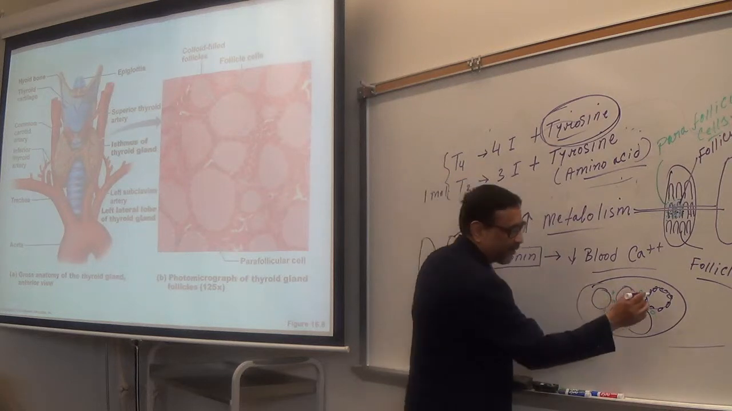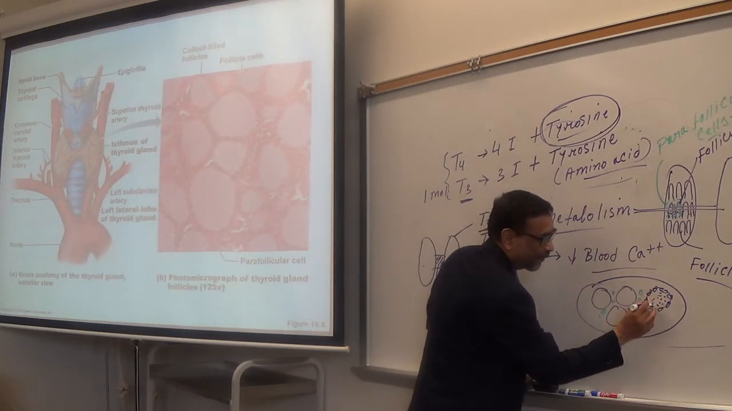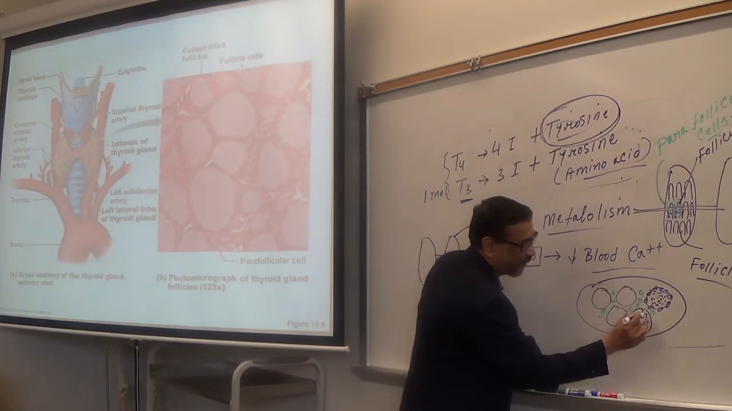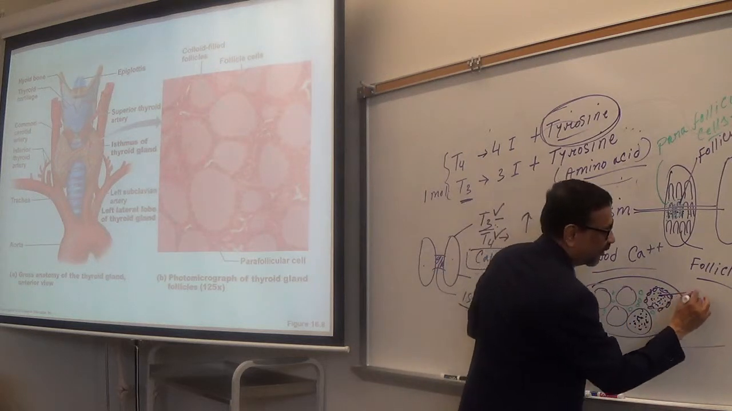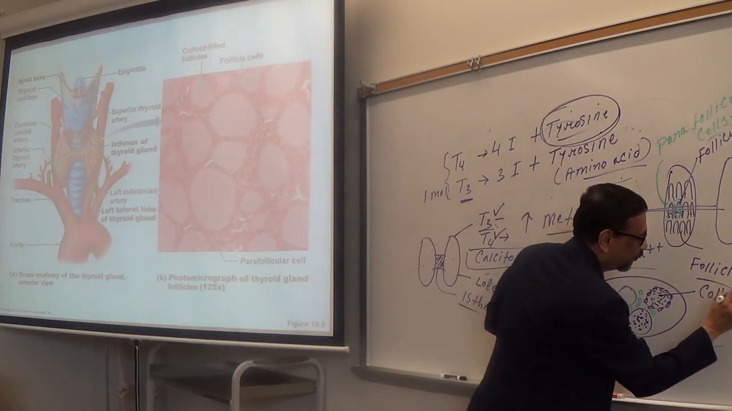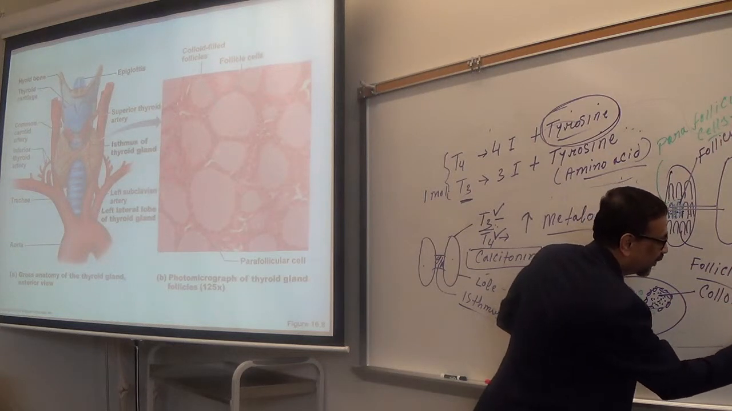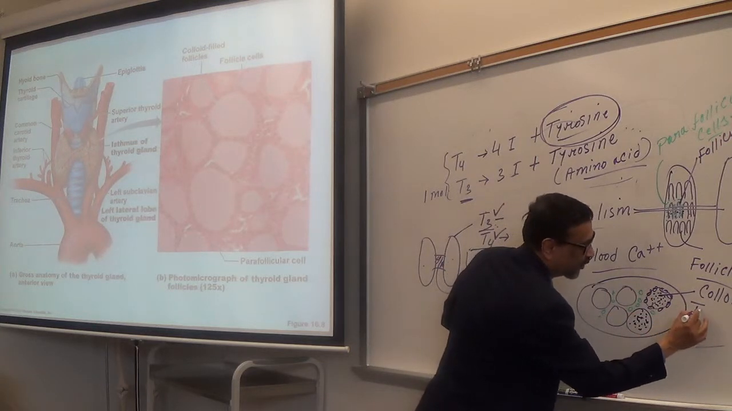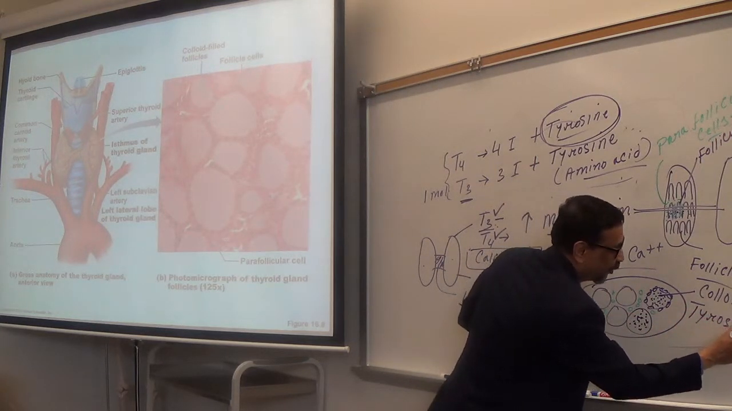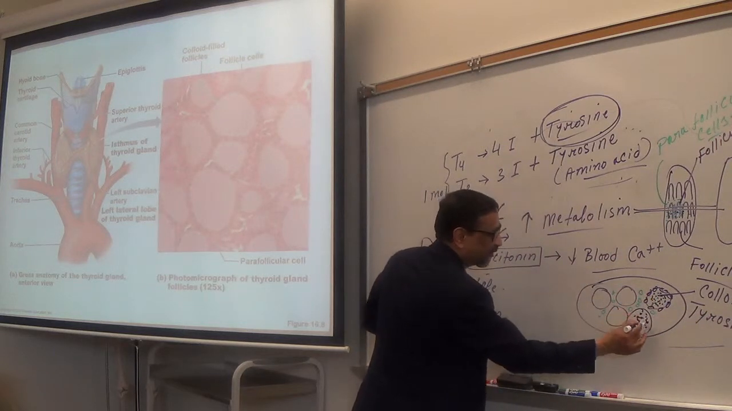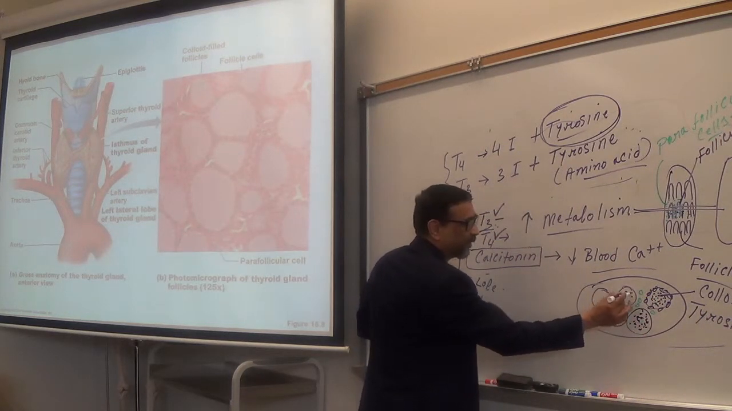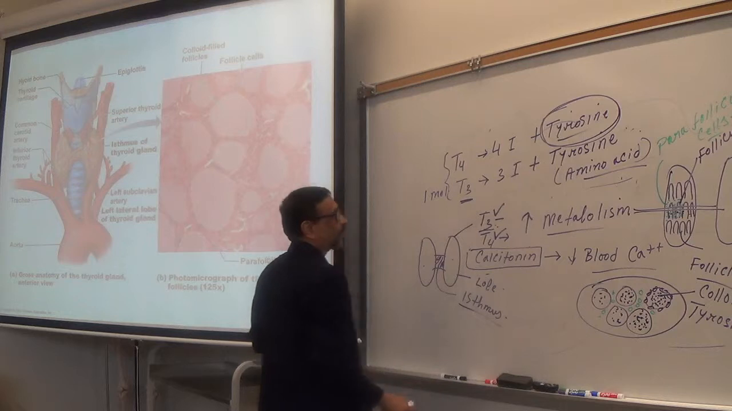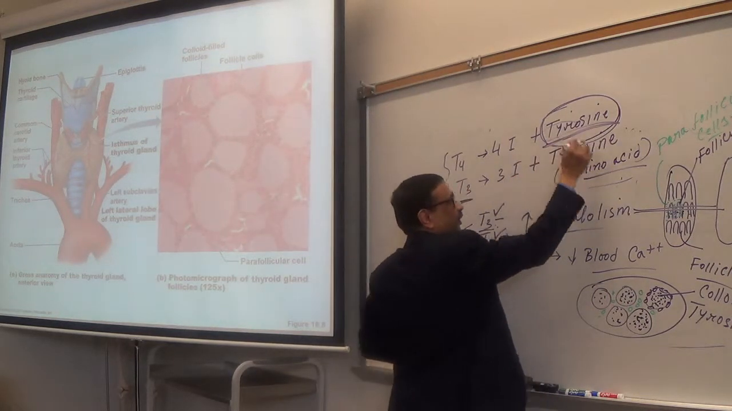And inside the follicles, you have the protein called colloid. And that protein has the amino acid tyrosine. So colloid is the protein, and you know that protein is formed by amino acids. So you have tyrosine, that amino acid located inside the follicles. All these follicles are filled with protein, that colloid. Okay, so that is the source of tyrosine.